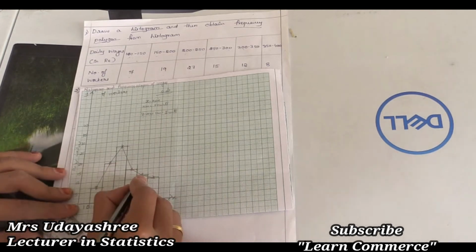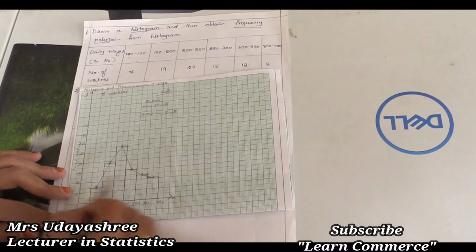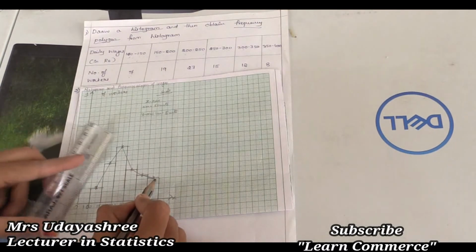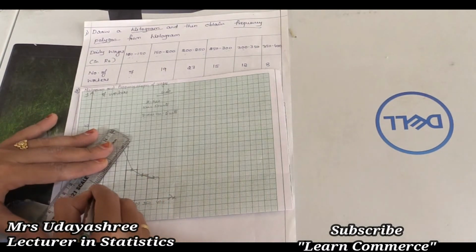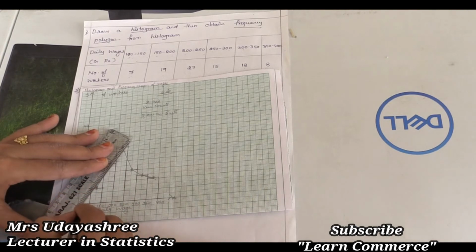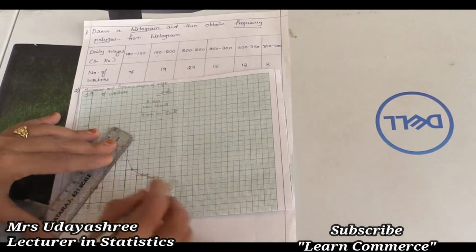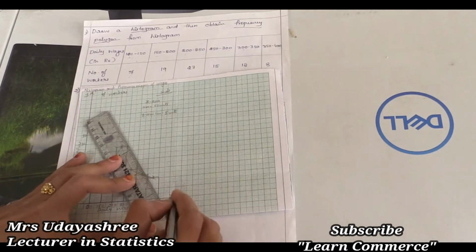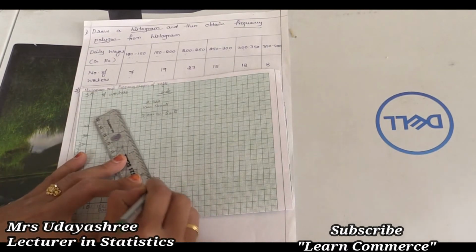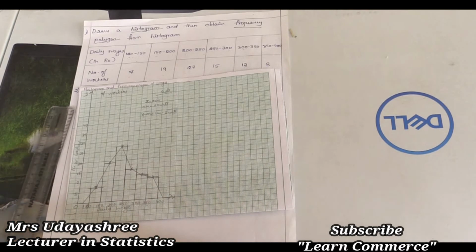See here there are two broken lines. This is one broken line and this is another broken line. So after that join this broken line to the imaginary midpoint of the class interval in the baseline like this. Okay, this is frequency polygon.